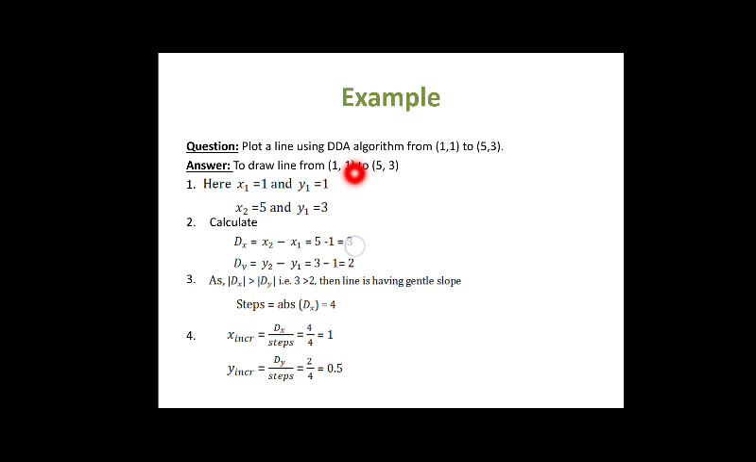Okay, so dx is 4 divided by 4, which is 1, and the y increment is dy by steps. So what is the value of dy? dy is 2 divided by 4, that is 0.5. So these are the x increment and y increment. Every time x will be incremented by 1 and y will be incremented by 0.5. All of you know that for a gentle slope we increment x by 1. So you can see by this formula x is incremented by 1 and y is incremented by 0.5.